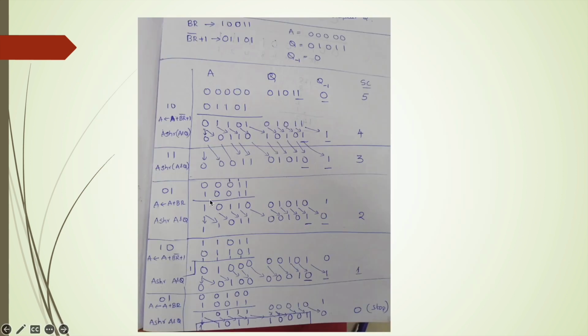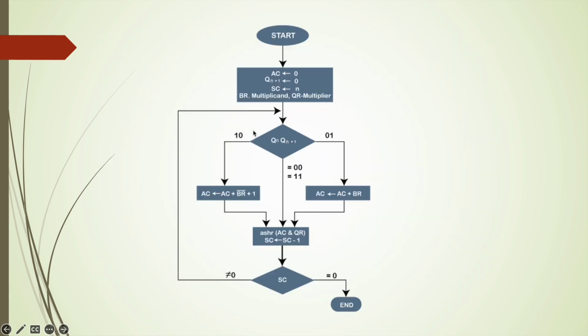Next, the algorithm. So our algorithm starts. Initially AC is 0, Q is 01011, Qn plus 1 is 0, and number of bits of a register is 1 2 3 4 5. So check the condition. What is Qn and Qn plus 1? Last bit of Q and Qn plus 1. 1 and 0. What do I have to do for 1 and 0? For 1 0 I have to add AC with BR plus 1. Means I have to subtract the multiplicand from AC.